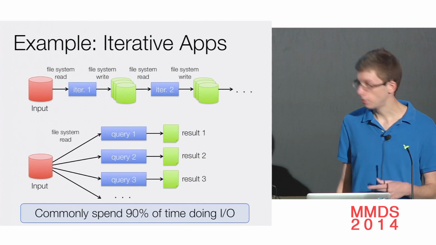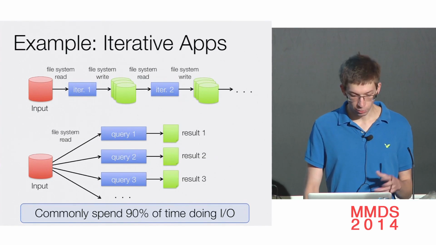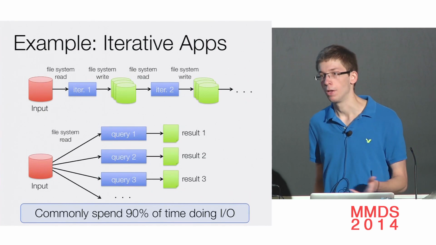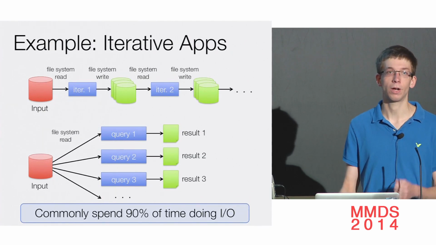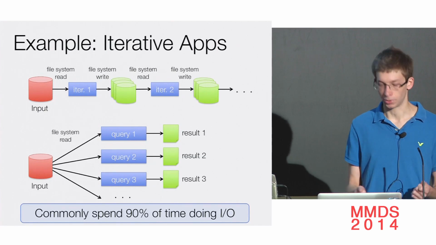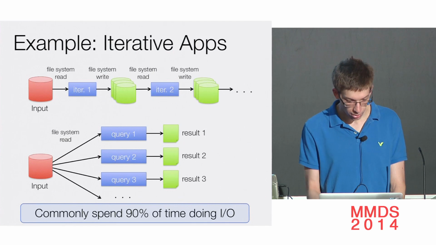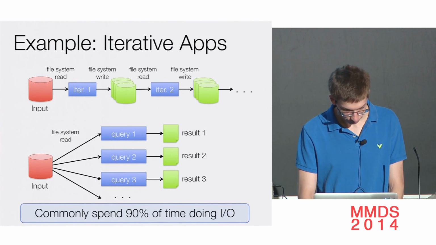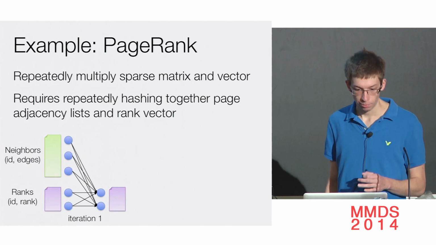And so when you write these algorithms in MapReduce, which a lot of people do, they often spend most of their time just doing I/O, not actually running your numerical computation, but just writing data across the network or reading it from disk. So basically these bottlenecks really slow down these algorithms. I'll show one example in more detail, which is PageRank.